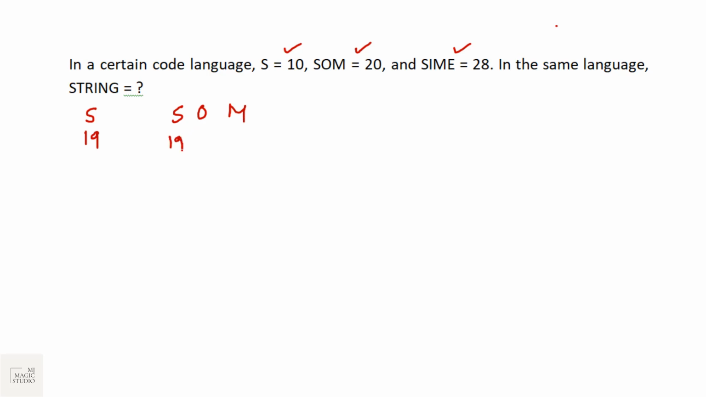S is 19th. T is 20th. I is 9th. M is 13th. E is 5th. SIME: 19, 9, 13, and 5.